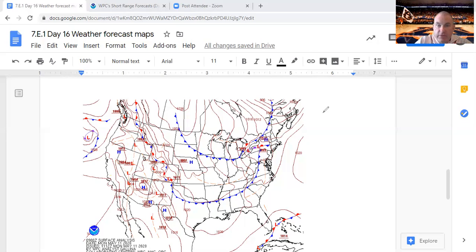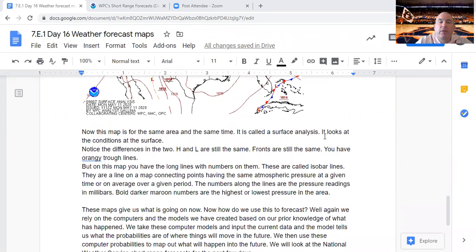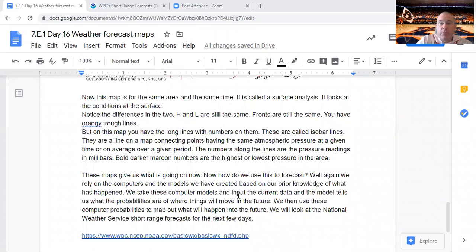I'll turn this off so I don't leave that stuff just there. So now the answer is, we have to use computer programs. These maps give us what's going on now, and how do we use this to forecast? Again, we use the computers and the models we created based on our prior knowledge of what has happened. We put all this data in, and then we actually see what happens.